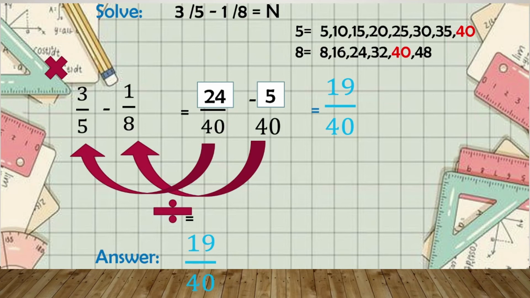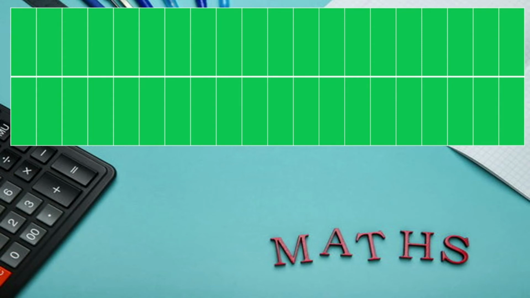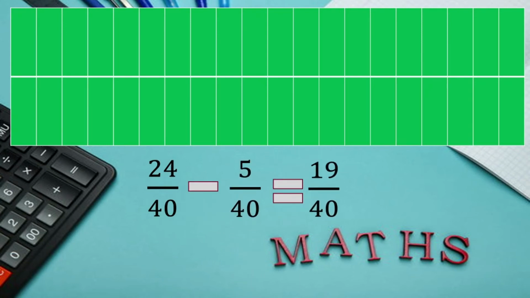So, let us draw. I-illustrate natin or i-visualize natin itong problem na ito. Okay? So, sabi ko nga, itong similar fraction na ang inyong gagamitin sa pagdodrawing. Okay? So, meron tayong 24/40 minus 5/40. So, let us draw. Ayan. So, let's say, this is a curtain. Ayan yung kurtina. Okay? Ayan ang magiging kurtina natin.